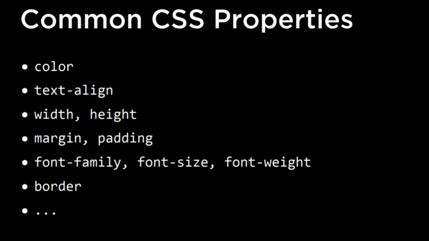and font weights. Font families are like sans serif and other font styles. We use font size to set how big the text is, and we use font weight if we want to make our text bold or light. Then we use the border, and there are many other CSS properties. So first, let's see some code.